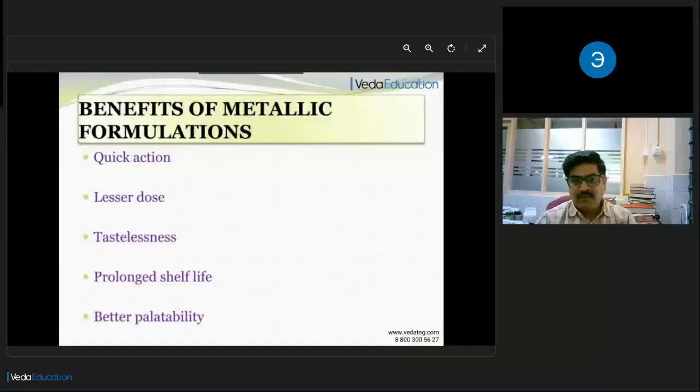Okay. What are the benefits of this kind of metallic formulation? Is there any upper hand? Is there any difference between the herbal medicines and these metallic medicines in their therapeutic effectiveness? That's what we are going to learn.